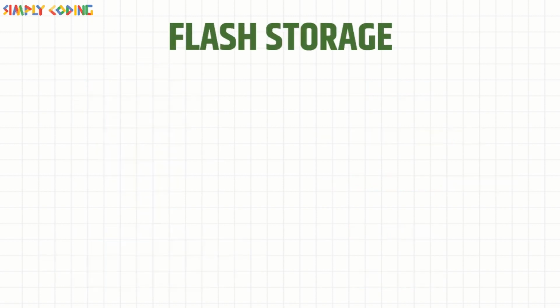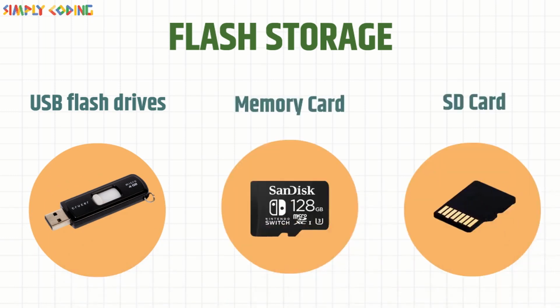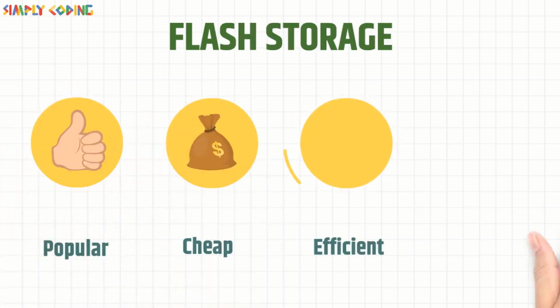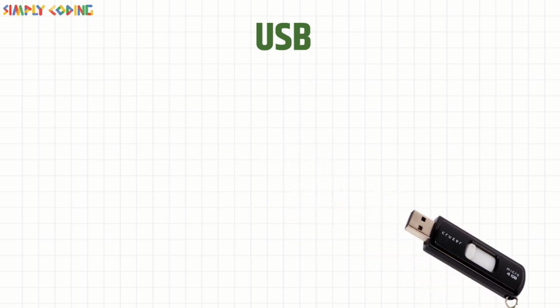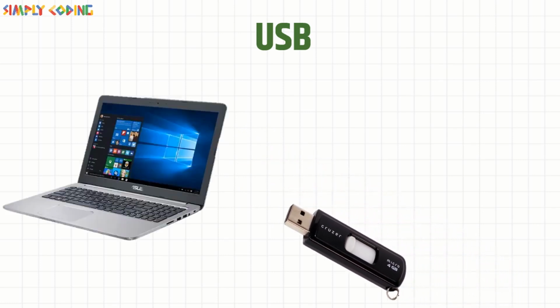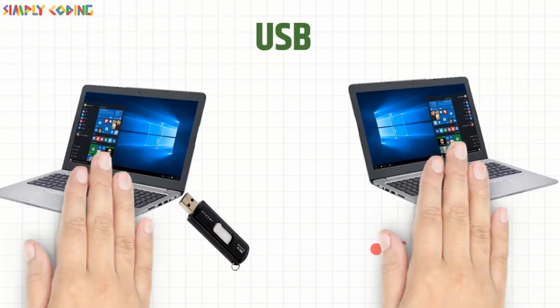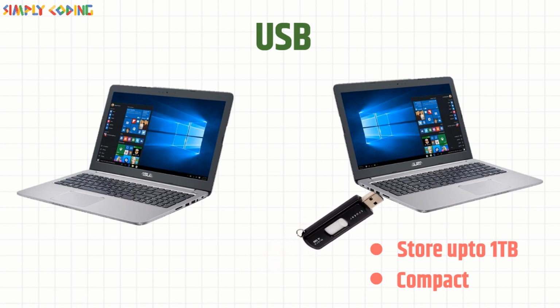Now we will cover flash storage device. They include USB flash drives, memory cards or SD cards, etc. They have now become very popular as it is more cheaper, efficient and reliable solution. USB flash drive or pen drive is a portable memory storage device which is the size of a human thumb and connect to computer via a USB port. It can store data up to 1 TB. It is compact, fast and convenient, so it is typically used to store and transfer files.